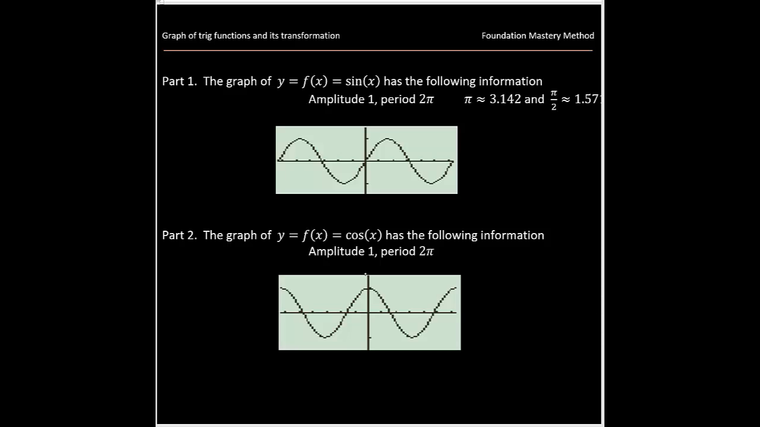The cosine function has just this one. So cosine 0 is 1. So that's why it goes like this.